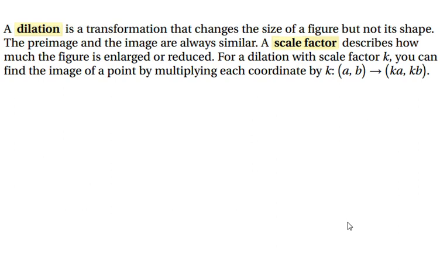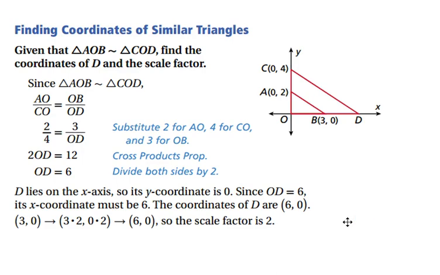Scale factor of 2, you're going to double the size of something as far as the lengths of the sides, and that gets multiplied by both the x and the y coordinate if you are dealing with this on a point-by-point approach. So just to kind of walk you through what you might see in the book, finding the coordinates of similar triangles. If you know that these two triangles are similar, so triangle AOB is similar to triangle COD, then it's just a matter of matching things up.